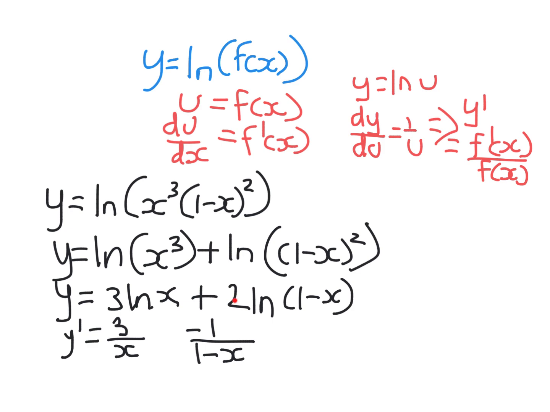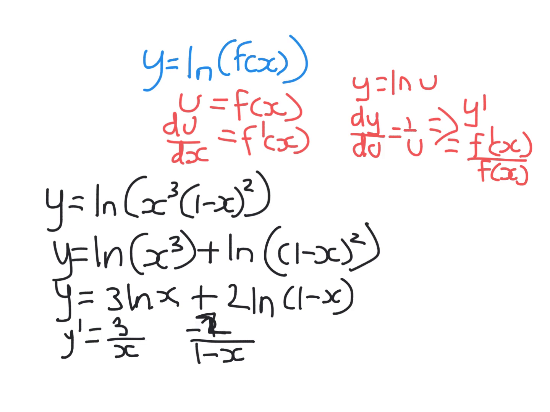Now because this was a 2, we need to put a 2 now on top. We need to times the fraction by 2. So I'll change that to negative 2 over 1 minus x. So our final answer here is the derivative is 3 over x minus 2 over 1 minus x.